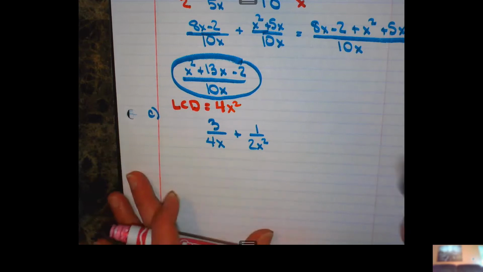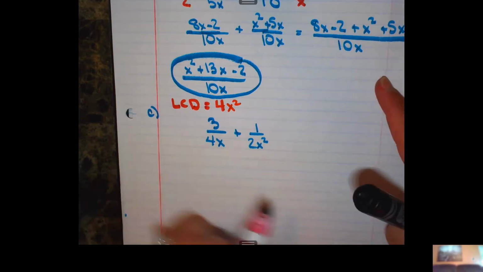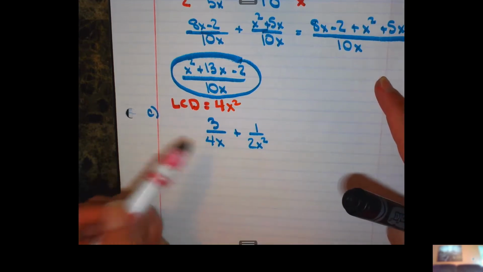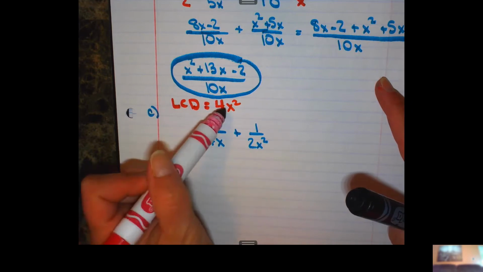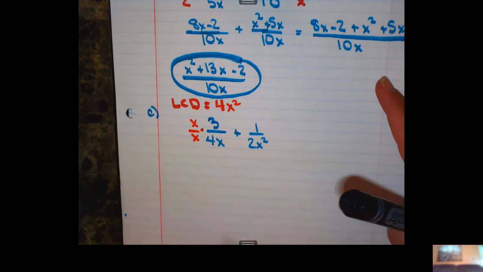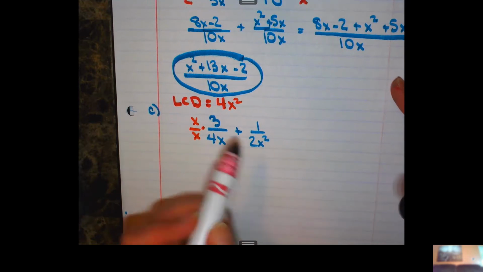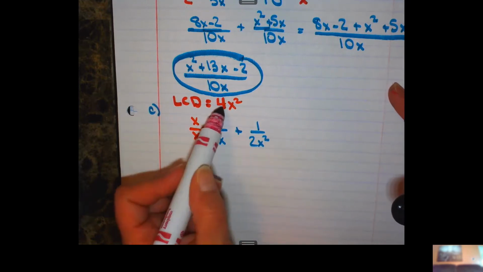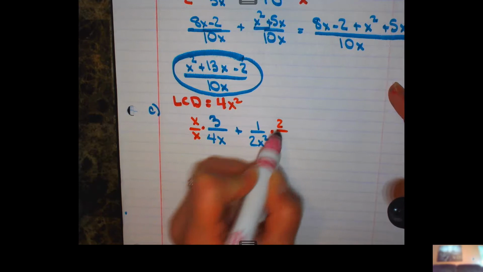What we want to do now for step 2 is to make our denominators 4x squared. So we need to multiply. What times 4x gives you 4x squared? That would be an x. So I'm going to multiply the top and the bottom by x. Over here, what do I multiply this by to make it 4x squared? That would be 2. So times 2 over 2.